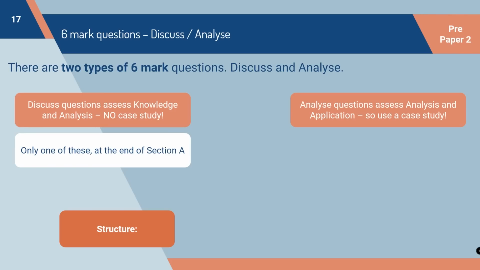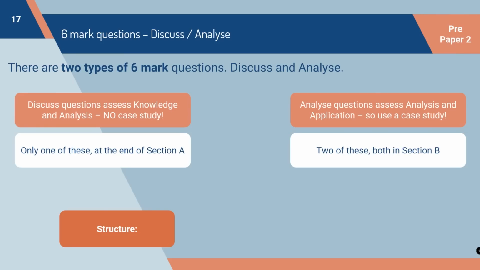There's only one discuss question. It's at the end of section A. You'll know it's the one that doesn't have a case study because it's in section A, so there's no case study. You will have to use your key terminology and make good points there. Whereas extract, section B and C both have extracts, but section C doesn't have 6 markers. That only has a 9 and 12 marker. So there are 2 analyze questions. They're both in section B.